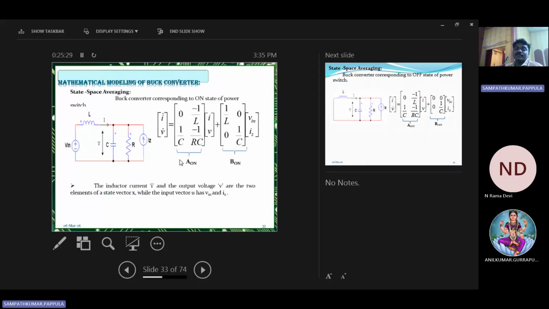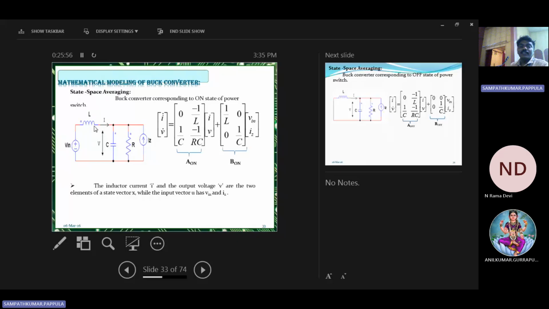So in the state space analysis, again we are taking the same buck converter. In the working principle, we identified that during the turn-on condition of the MOSFET, our equivalent circuit is like this. They write the state equation, which is nothing but the inductor voltage and the capacitor current. They write the expression for that, and represent that expression in matrix form.